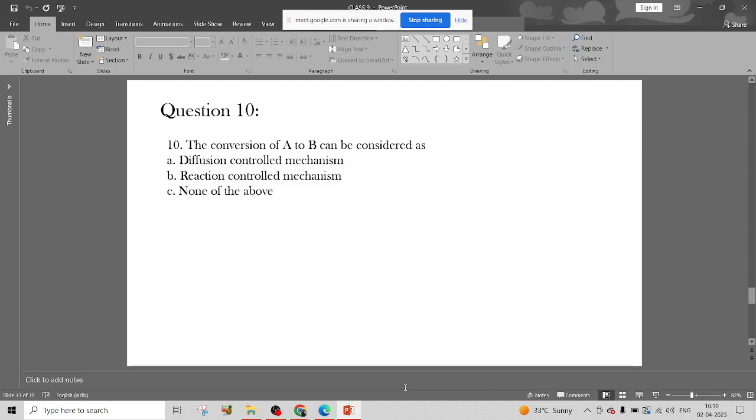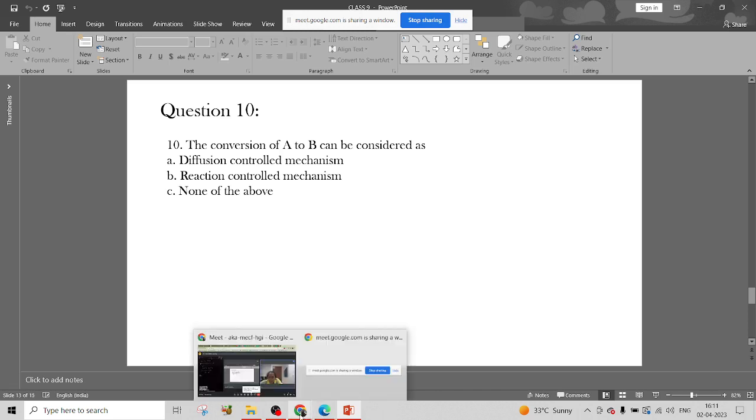The conversion of A to B is considered as which of the following? Okay, I'll give you 2 minutes to answer this, and then we'll go on with the solution. This is just a one line solution, so 1 minute will be sufficient for answering this.